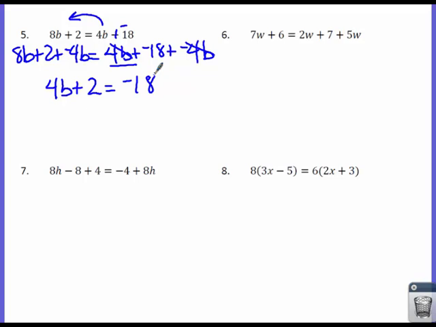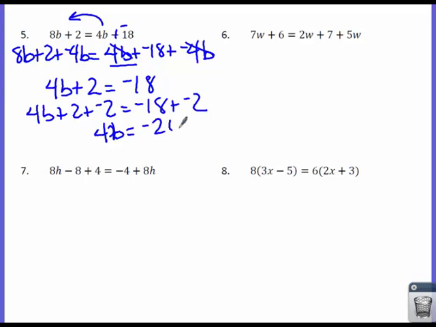Now, this problem looks just like the ones that we had on the first part of the test review. So now I need to get rid of this 2. So I do that by adding the opposite. So 4b plus 2 plus negative 2 equals negative 18 plus negative 2. So 4b is equal to negative 20. So now we divide both sides by 4, and we get b is equal to negative 5.